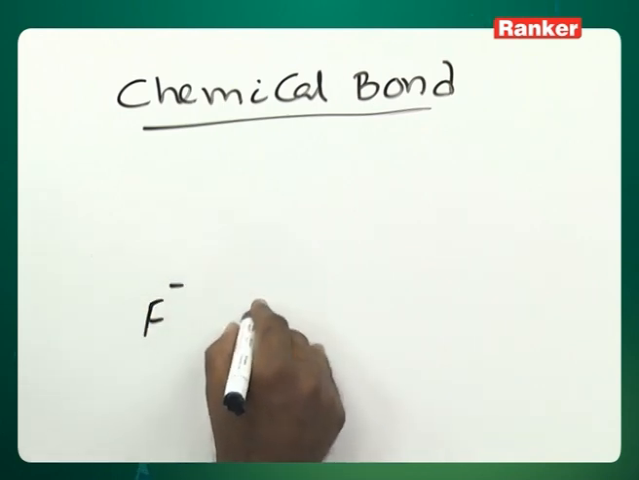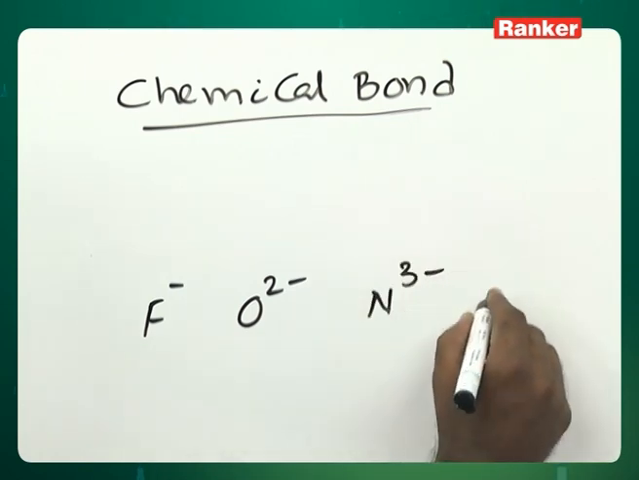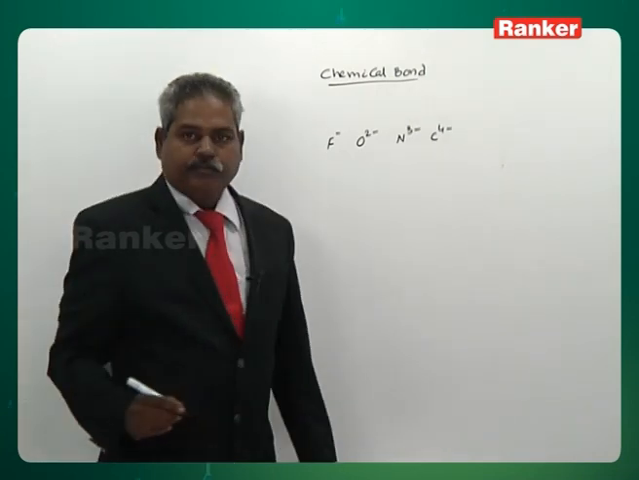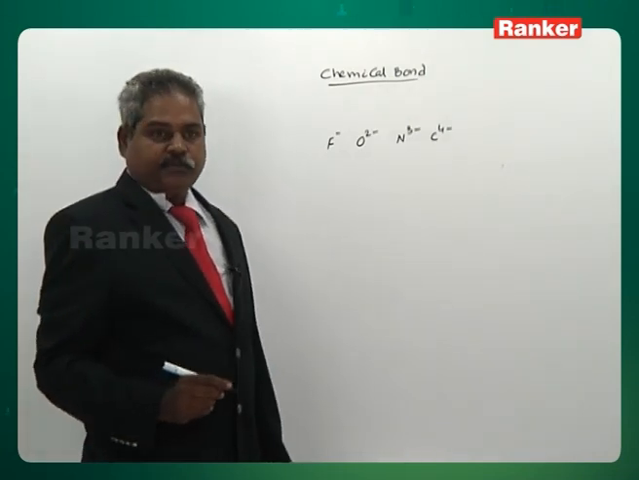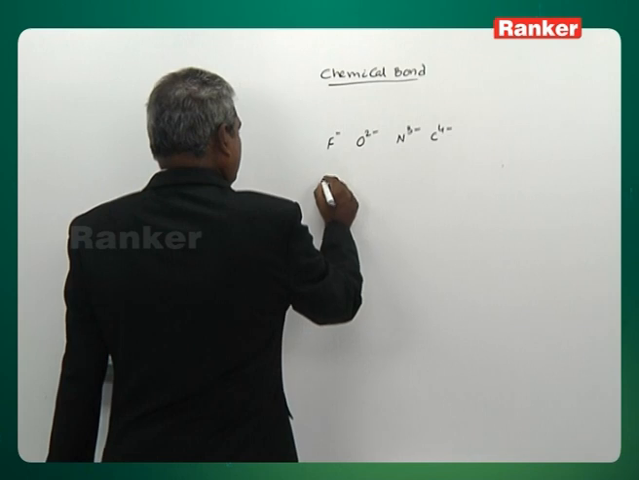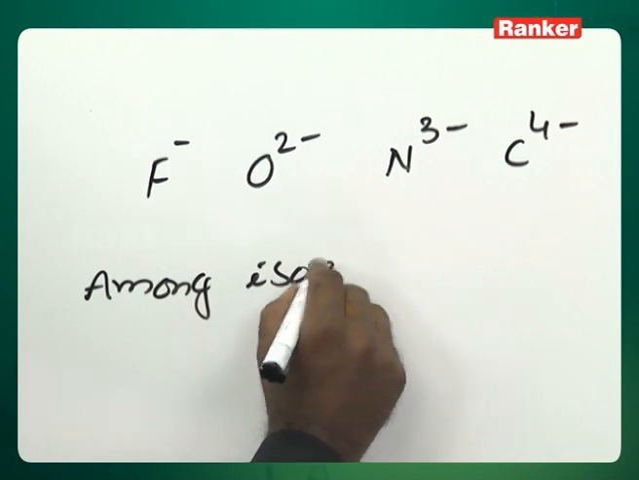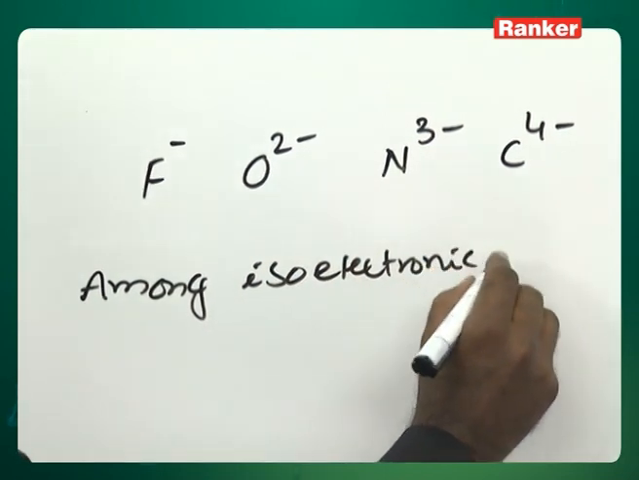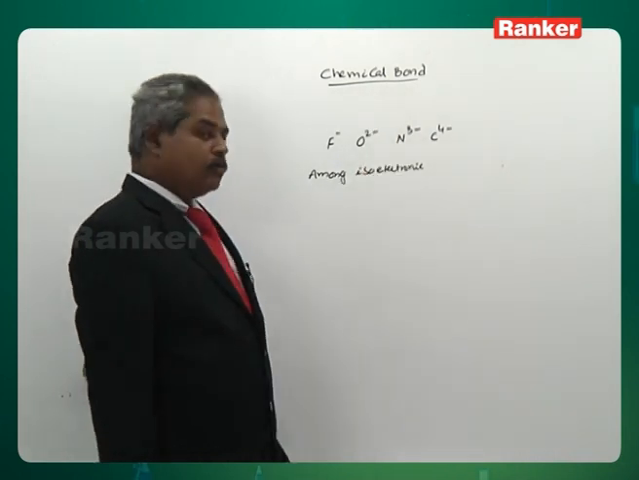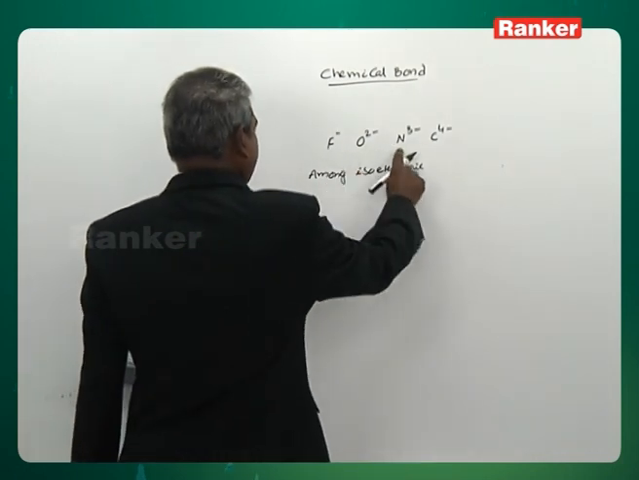F minus, O2 minus, N3 minus, C4 minus. Among these ions, the sizes, the radius, among isoelectronic species: F minus, O2 minus, N3 minus, C4 minus. These are all isoelectronic. Isoelectronic in the sense they have an equal number of electrons, 10, 10, 10, 10.